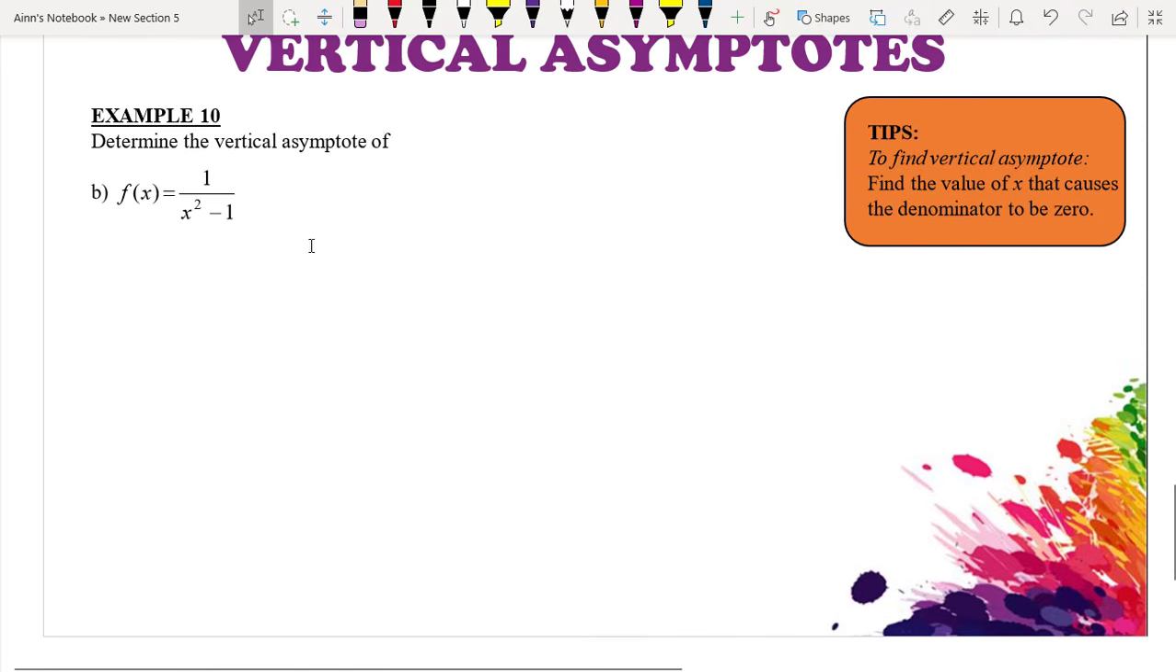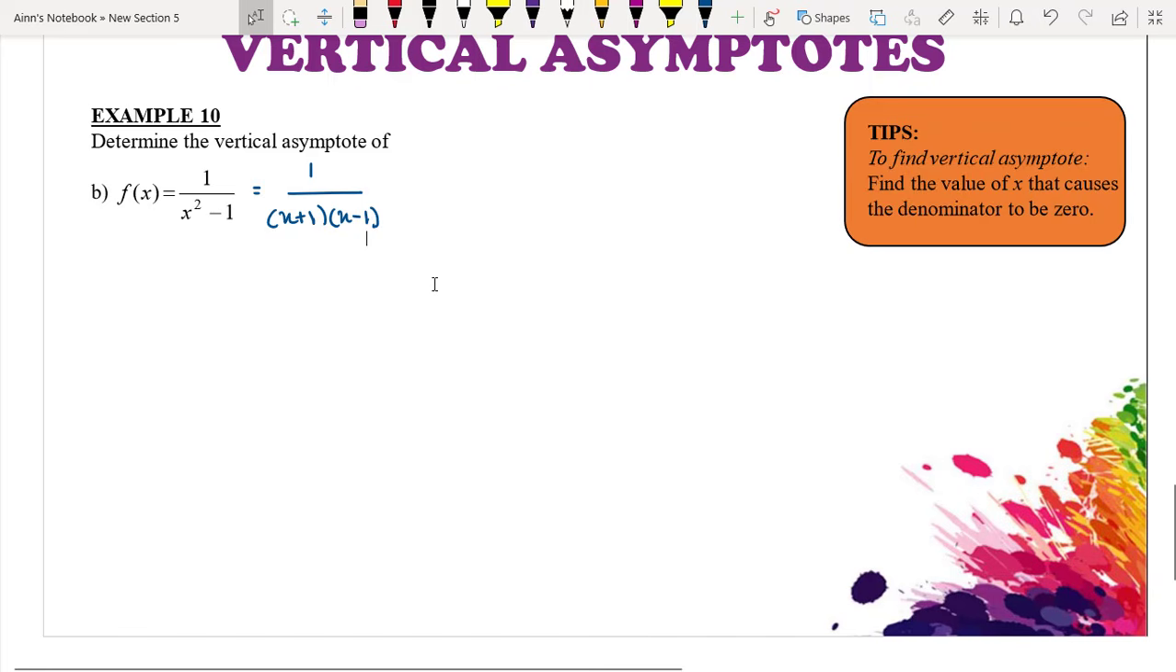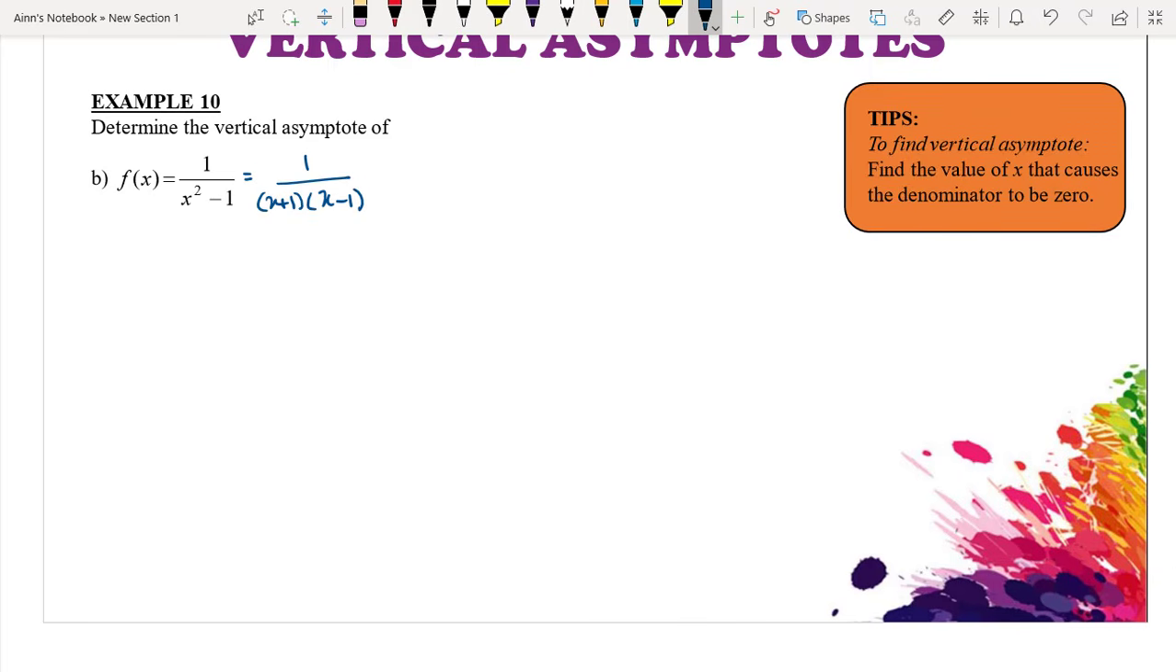Now we have 1 over x squared minus 1. If we simplify this function, we get 1 over (x plus 1)(x minus 1) if we factorize x squared minus 1. To find the vertical asymptote, we have to look at the denominator. So we have (x plus 1)(x minus 1) equals 0, and then x equals negative 1 and x equals 1. So these two are our vertical asymptotes.